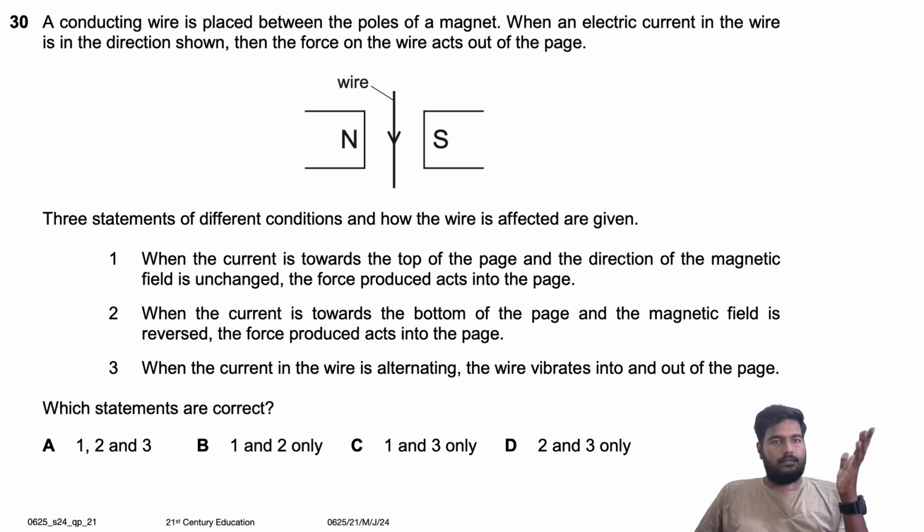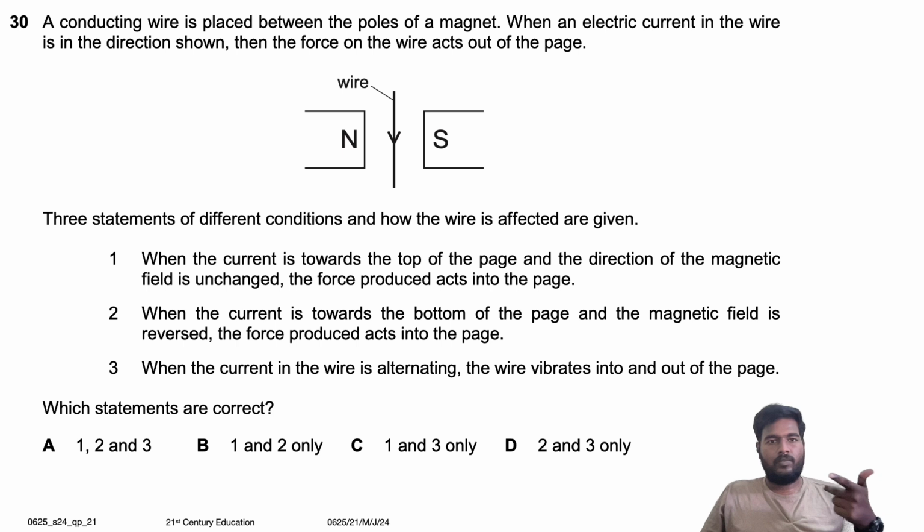First, when the current is towards the top, first we are giving current and then we are expecting a force. So it's a motor, so we have to use Fleming's left hand law. When the current is towards the top of the page and the direction of the magnetic field is unchanged, the force produced acts into the page. Okay, let's consider that this is the top of the page and this is into the page.